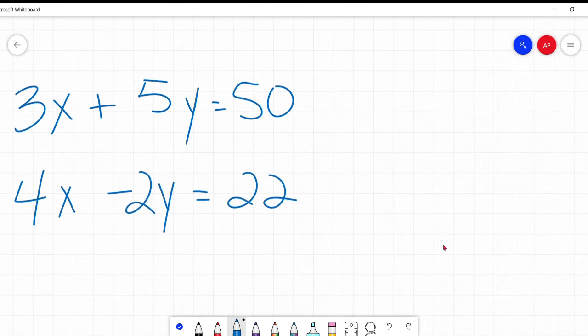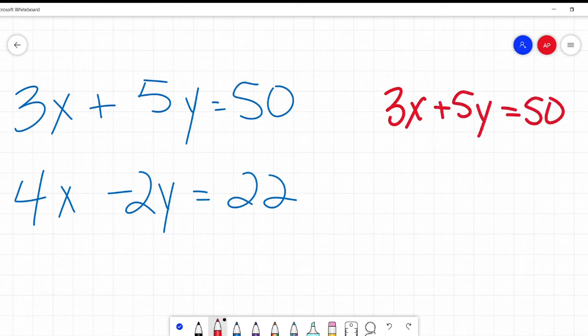Like for instance, that 3x plus 5y equals 50. If you solve for x, and you can use either equation, I should say that. You don't have to use the top one and solve for x or y. You could use the bottom one and solve for x or y. It's whichever one makes the most sense when you're doing substitution.